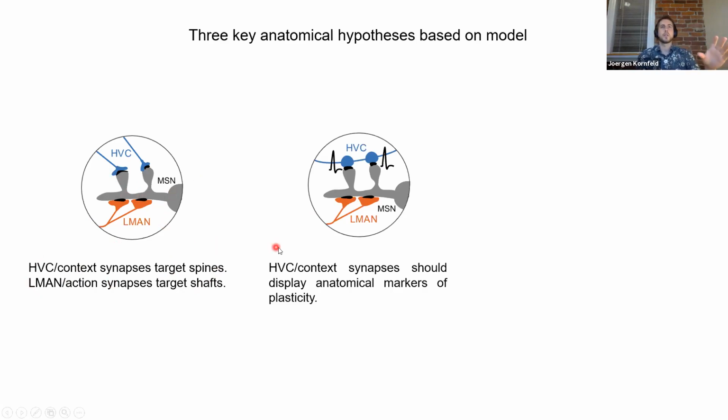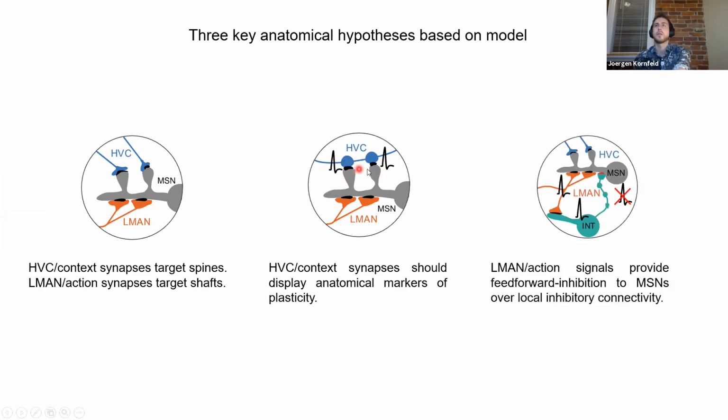There's a second prediction that comes out of this, which is that pre-post synapse pairs between the same axon and the same dendrite from HPC are correlated in size, which can be taken as an anatomical marker of synaptic plasticity. Because when you think about Hebbian plasticity, it basically predicts that synapses that are similar in their pre-post activity should be similar in size.